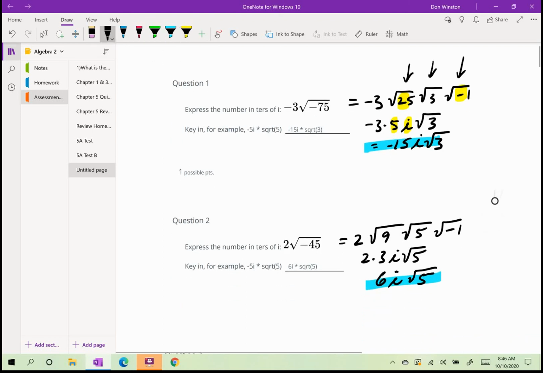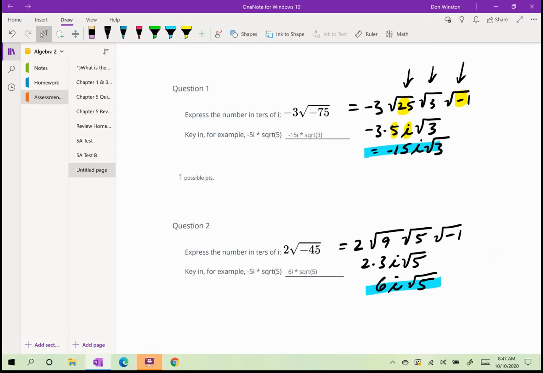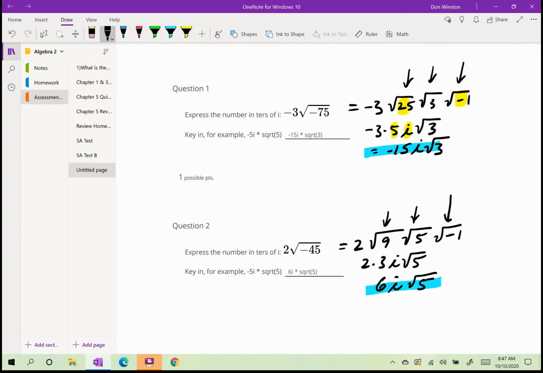Next one, we have 2 times the square root of -45. Again, we find the largest perfect square factor of 45, and that's 9. And 9 times 5 is 45. And then we have the square root of -1. So the square root of 9 is 3. And the square root of -1 is i. And so we have 2 times 3i, which is 6i, so 6i root 5.